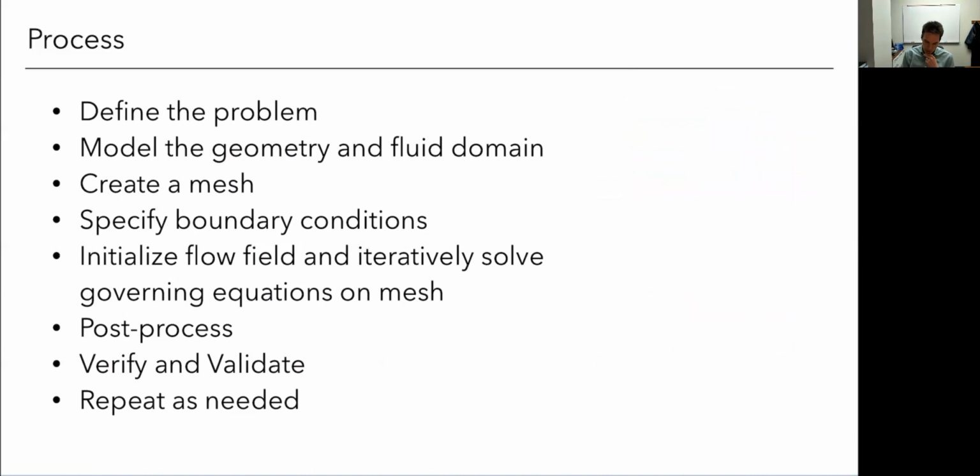Okay, then specifying boundary conditions is relatively straightforward. I'll talk about a few of these later, but this is where I say, you know, this is a free stream, this is a symmetry plane, this is a pressure outlet or whatever. We initialize the flow field. Often we just initialize with uniform flow based on whatever my uniform velocity is.